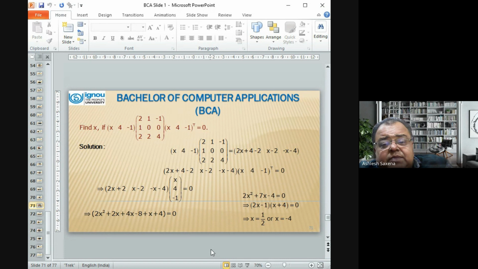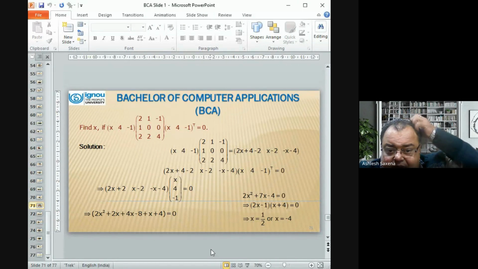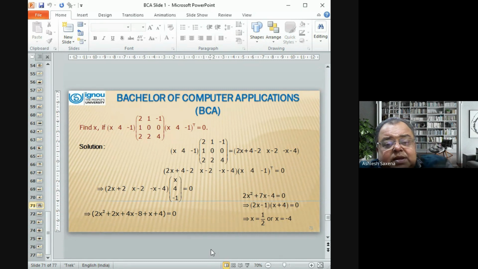It has to be multiplied by [x, 4, minus 1] transpose. The next step, transpose it. It is in the row form. You will get it in the column form. It will be x, 4, minus 1. And then on the left-hand side you have a 1 by 3 matrix. This is a 3 by 1 matrix. Your answer will be a 1 by 1 matrix. After that, you will get 2x square plus 2x plus 4x minus 8 plus x plus 4 equal to 0.